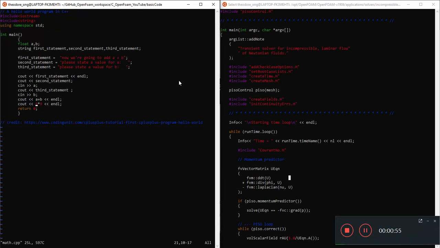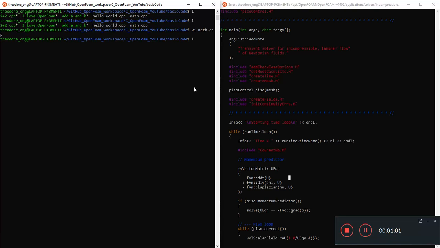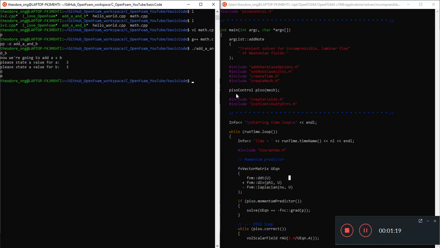For example, we want to write 1 divided by 2. That should give us 0.5. So let's compile with g++ of math.c++ with the output of add a and b, and run the add a and b script. 3 and 3 will give you 6, but instead we have the division of 0.